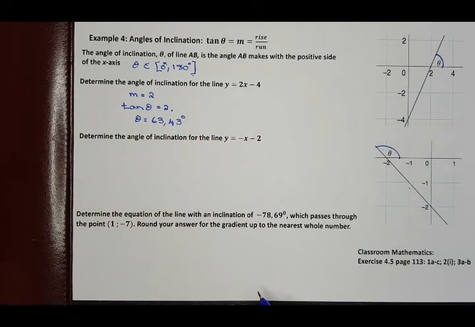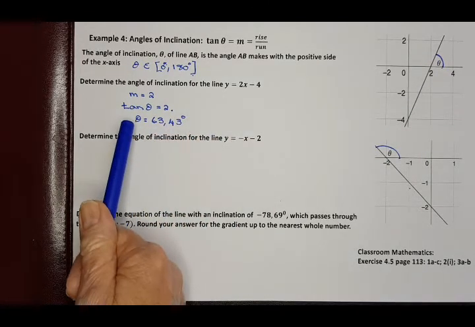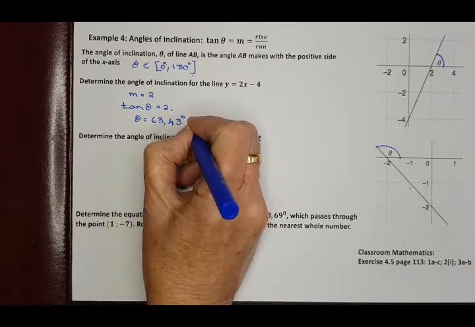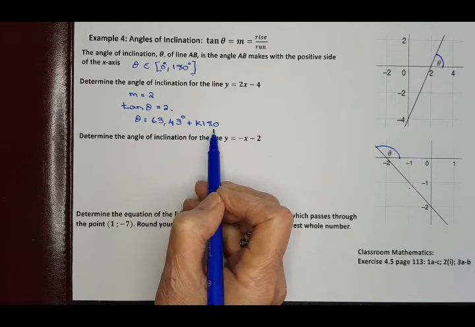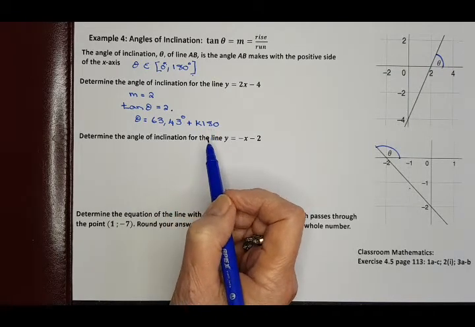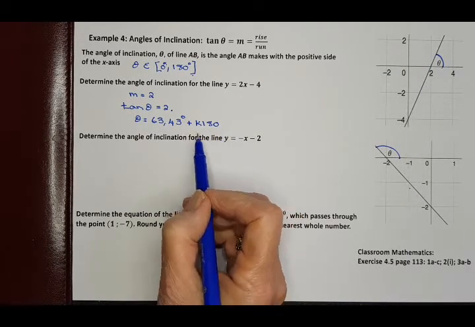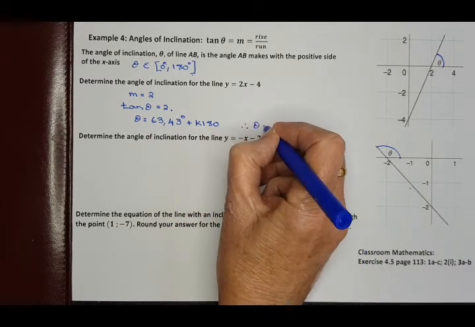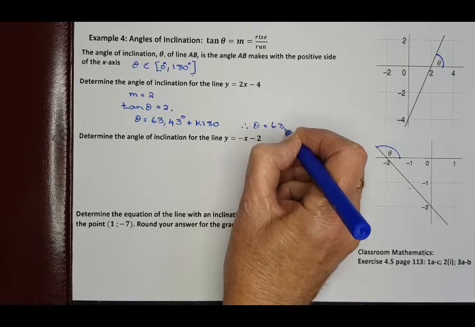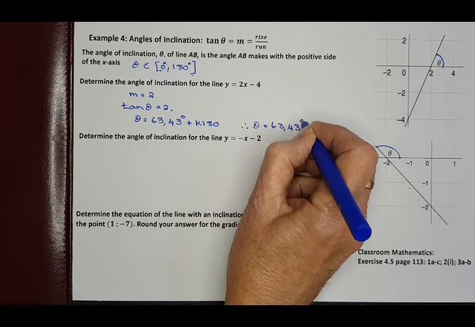Now, normally when you solve a tan trig equation, it's arctan plus k180. However, there's a restriction here in that your angle of inclination has to be between 0 and 180 degrees, and therefore in this case our theta value is going to be 63,43 degrees.